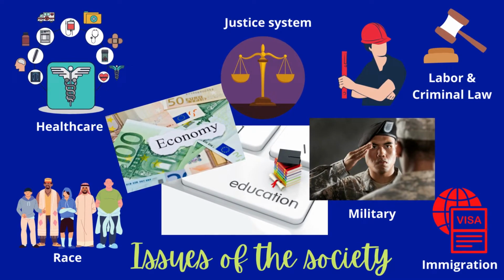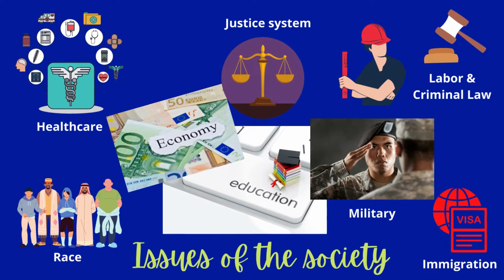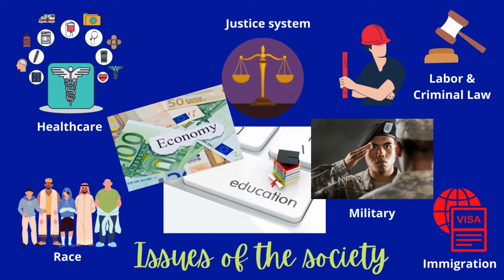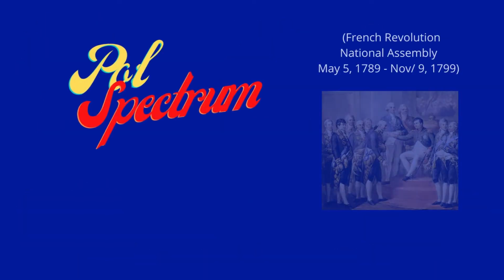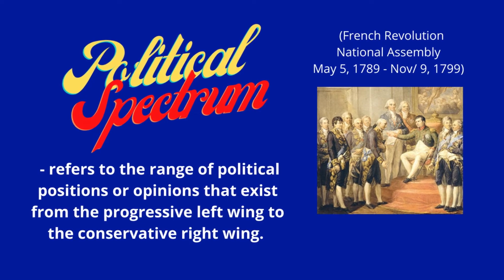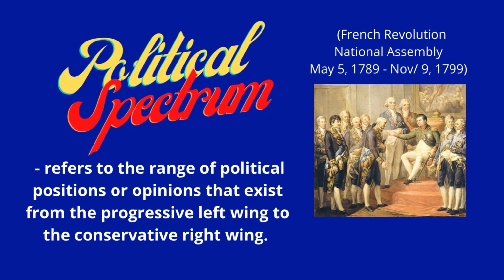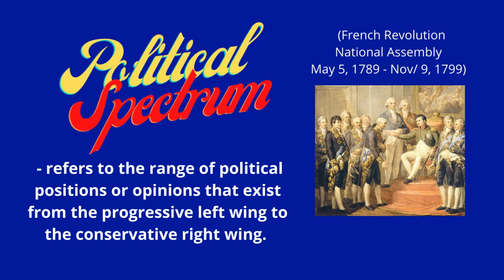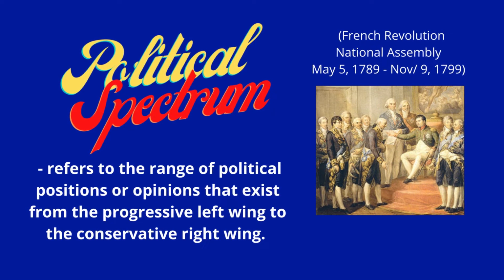Political ideology is concerned with issues in our society, like healthcare, justice system, labor and criminal law, race, immigration, military, economy, and education. As we conclude the characteristics of political ideology, whether this idea would work or doesn't work in society, the concept leads to the political spectrum.